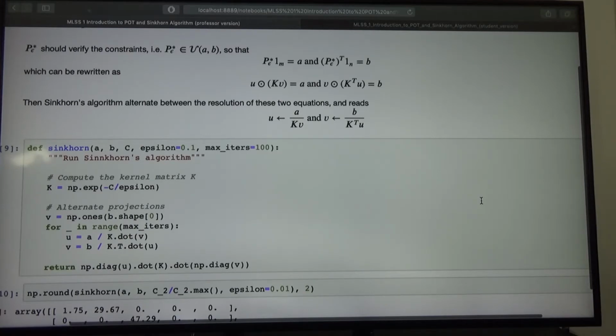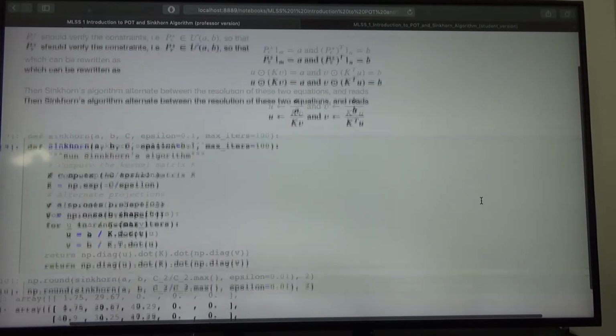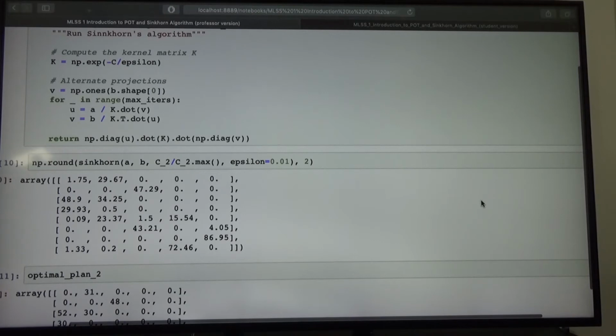And now we can compute this on our croissant café example. So here I took the L2 cost, and I just compute the plan. And there are 2 remarks. The first one is that you see that for the cost, I don't put C2, but C2 divided by the max. Or maybe you can take C2 divided by the median of C2. It's a bit of a hack, but why do you do that?